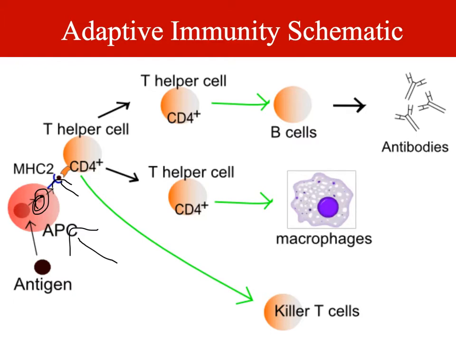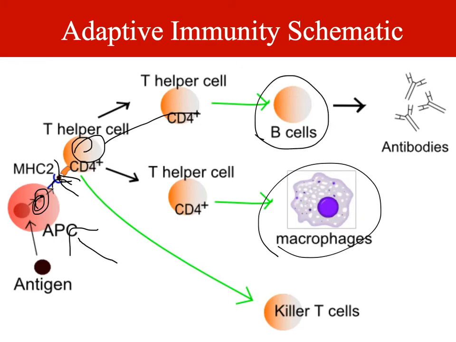A CD4 positive T cell, or a helper T cell, if it's got the right receptor that's going to recognize that thing right there, that's suddenly going to become activated, and it's going to start secreting cytokines like crazy, and it's also going to activate more macrophages. It's going to activate B cells that are capable of producing antibodies to this thing. We saw that on the previous slide a minute ago.